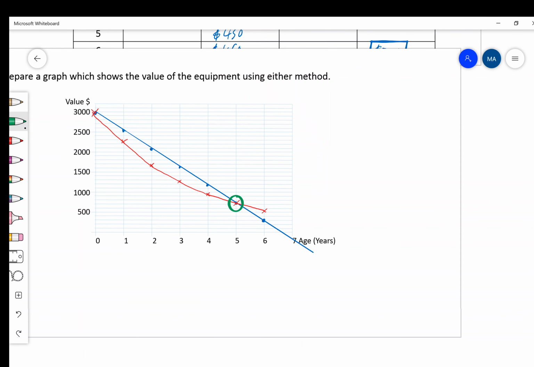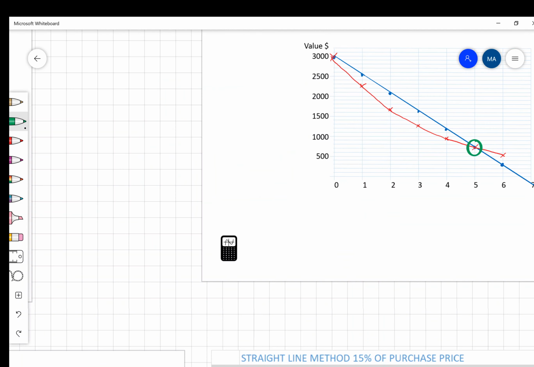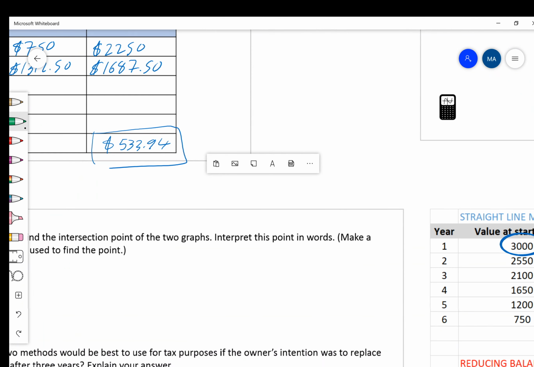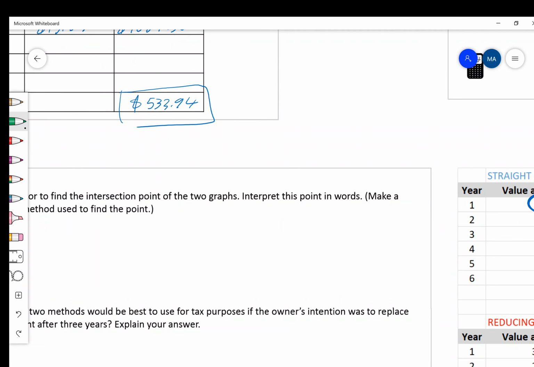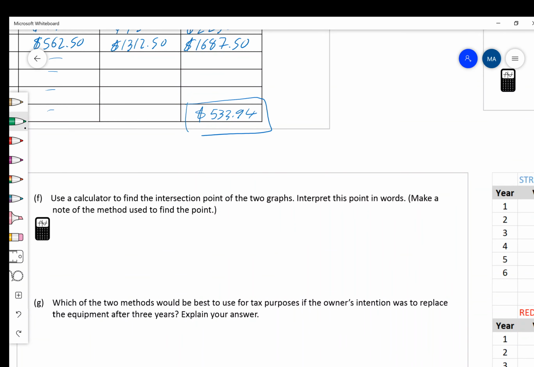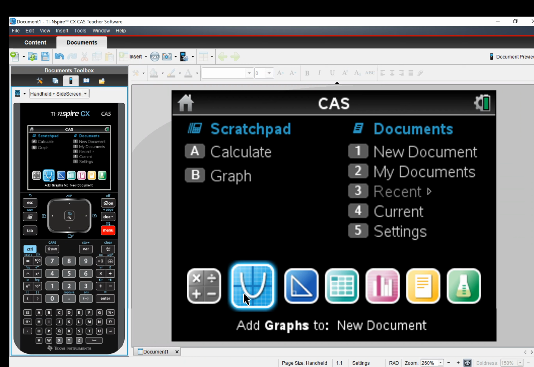Okay, so let's go to that part here. Find the point of intersection of the two graphs and interpret this in words. So if we get the calculator going, and I'll just show you where to go, we need to go to this graphing, this blue button here to do a graph. So we'll click on that one.